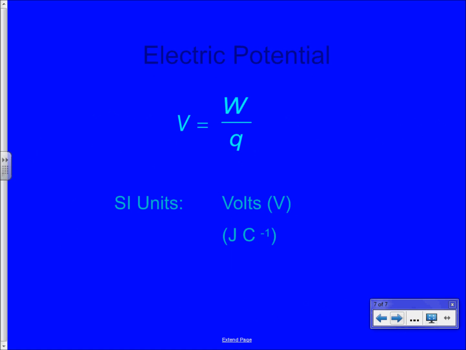And the last thing, and we'll be coming back to this in the third section of this topic for A2: electric potential, W divided by Q, work done per unit charge. We're going to define it a little bit more fully than that, but at this stage, W over Q, measured in volts, which are the same as a joule per coulomb.